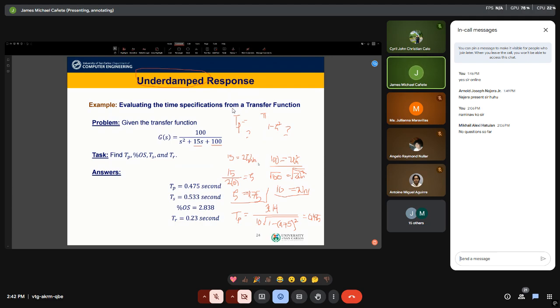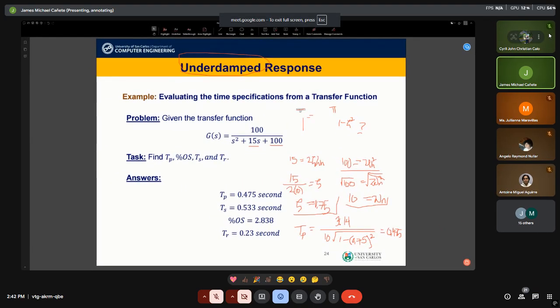I'll go with this one. So how do we get omega sub n and zeta then?